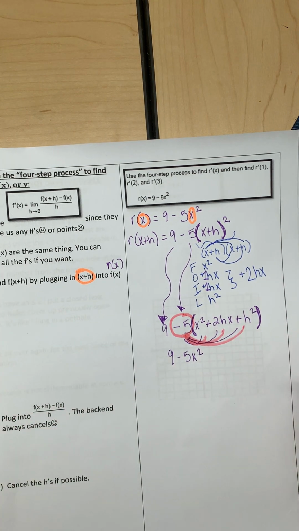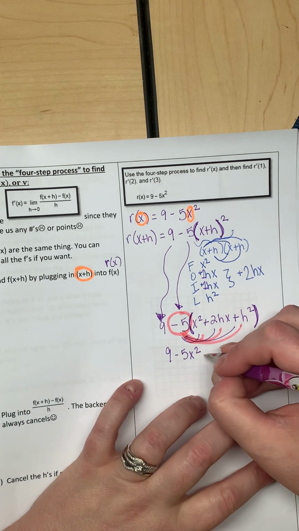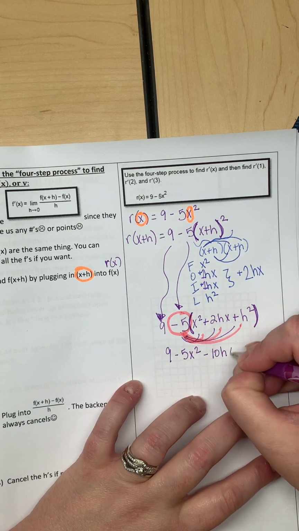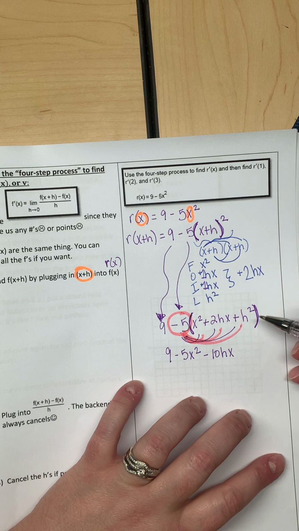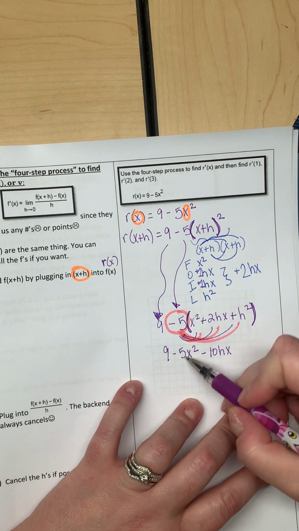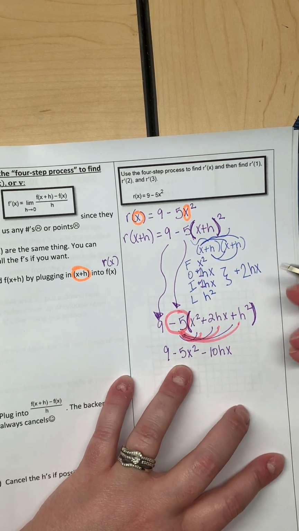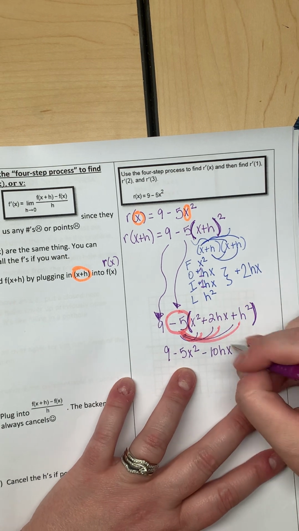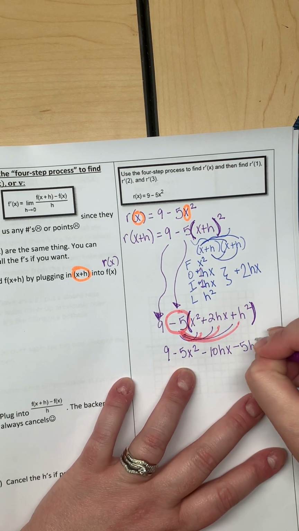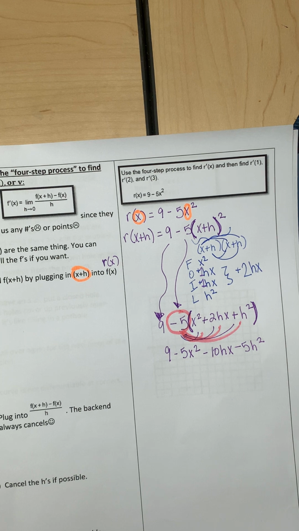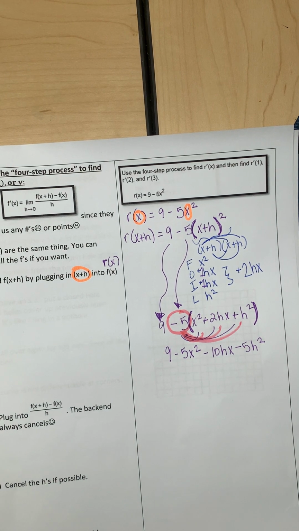-5 multiply 2hx, -10hx. -5 multiply h squared, same thing as x squared, only it's an h. So -5 multiplied by h squared, -5h squared. Okay, let's see if I can combine any like terms.